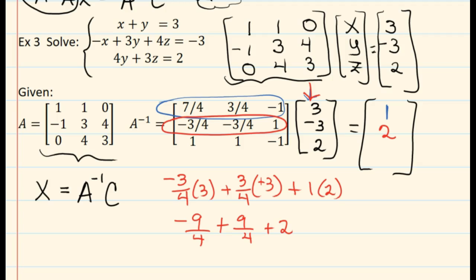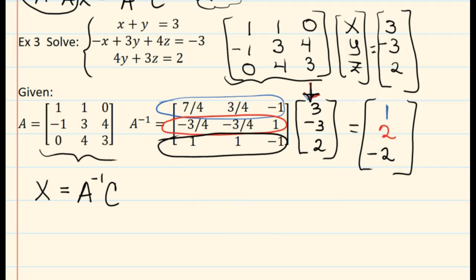So let's do the last one. We're going to multiply row 3 times my answer column. These are all integers, so I think we could do this in our head. So 1 times 3, 1 times negative 3, and negative 1 times 2 is a negative 2. So we get negative 2 here.